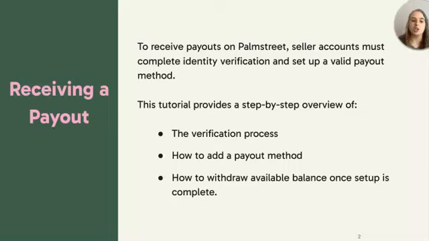So the first thing that we're going to touch on is receiving a payout. Before you can start receiving your payouts at Palmstreet, there are two essential steps you'll need to complete. You're going to need to verify your identity and set up a valid payout method. In this tutorial, we'll walk through the entire process step by step. You'll learn how to complete your Stripe verification, how to add your preferred payment method, and finally, how to withdraw your available balance once everything is set up. It's quick, straightforward, and super important to ensure there are no delays when it's time to get paid. So let's get started.